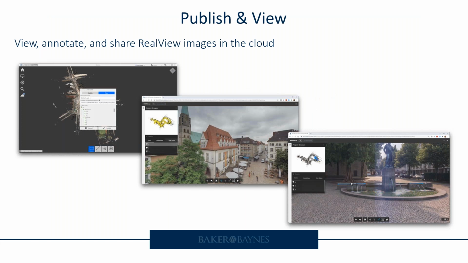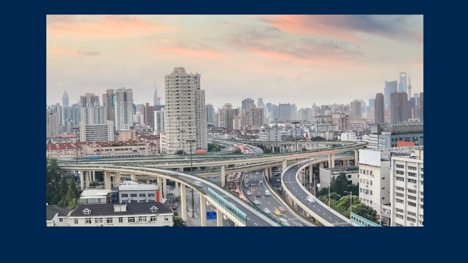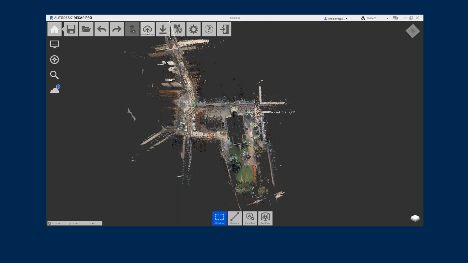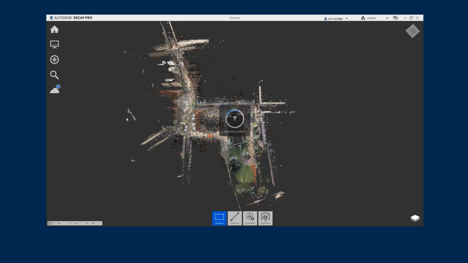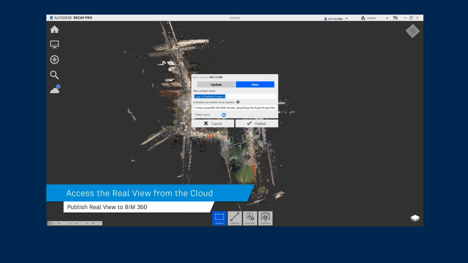Another thing is the publish and view. You can view, annotate, as well as share real view images in the cloud, which is quite nice. Before, we used the online browser where you would click a link and it would show you the photos and stuff like that. The cloud one I feel is much better. So let's have a look. It works on the same principle, to be quite honest. However, it's much better in a controlled environment, i.e. a common data environment.